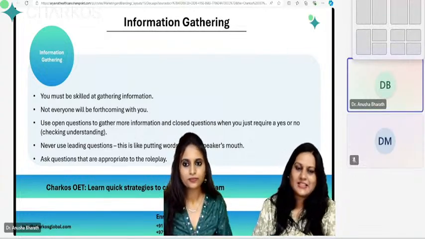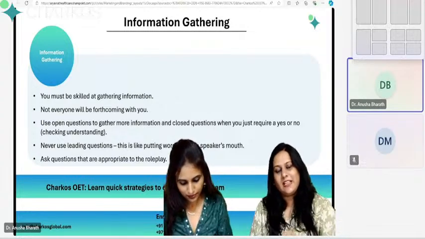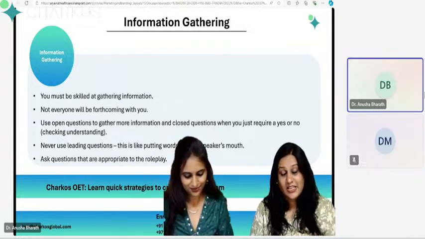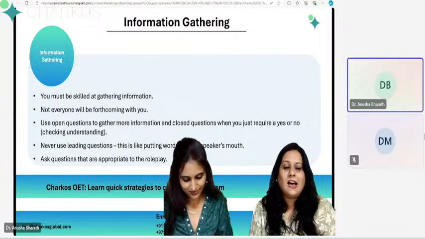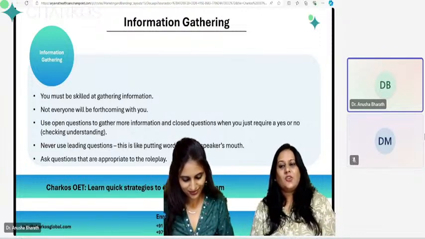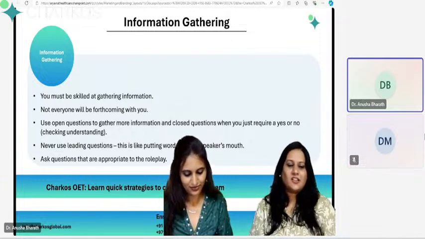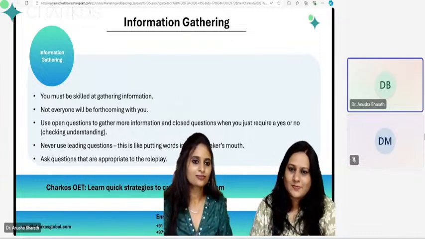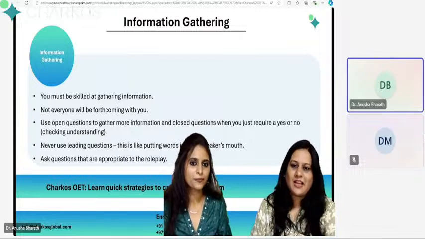So there are two things again which you have to keep in mind. One is information gathering, one is information giving. Both are equally important. So information gathering is nothing but trying to gather the information from the speaker or the patient for that matter.